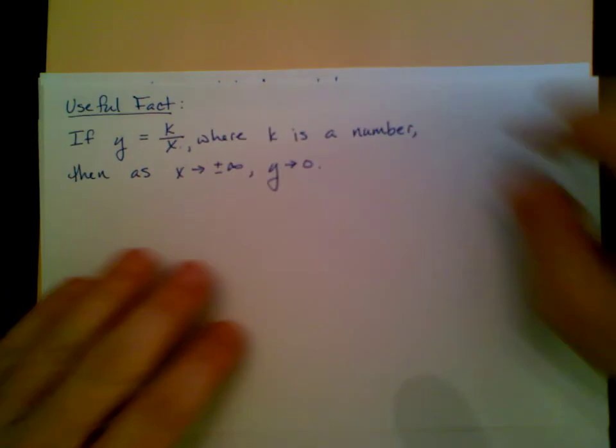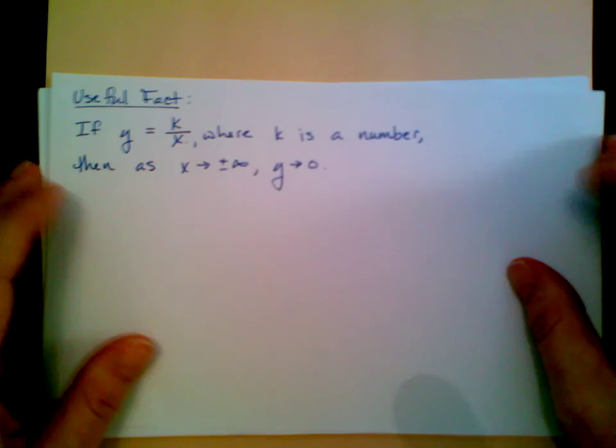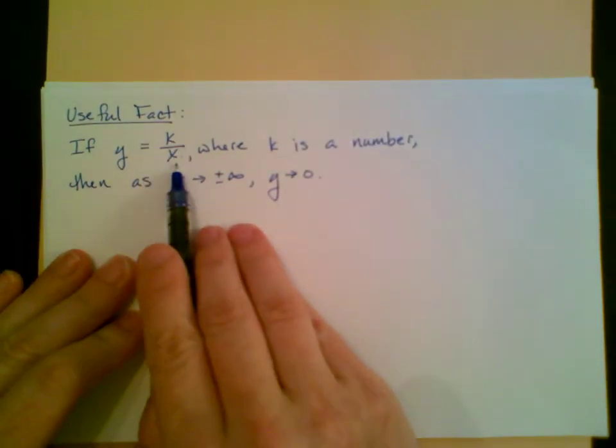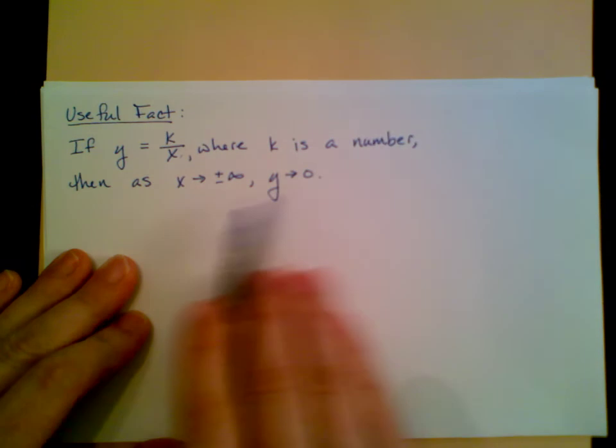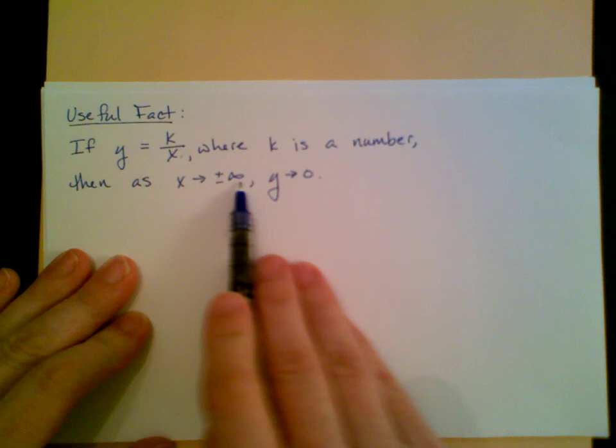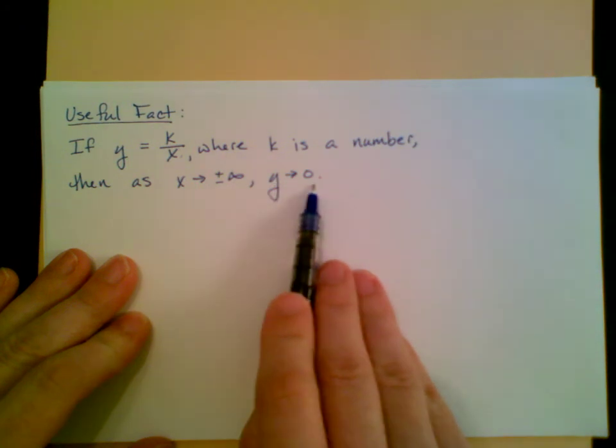In this video, we're going to look at finding horizontal asymptotes of rational functions. We're actually going to begin with a useful fact. So if y is equal to k over x, where k is a number, then as x goes to plus or minus infinity, y goes to 0.